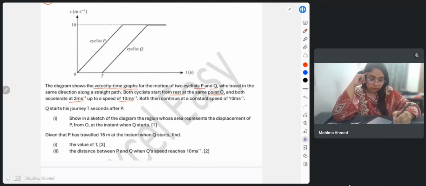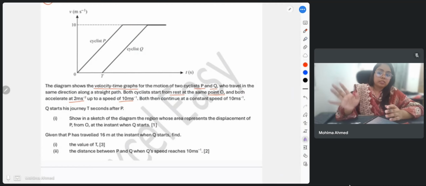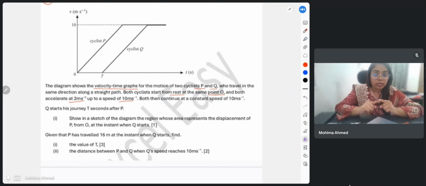Okay. And now it says that both then continue at a constant speed of 10 meters per second. We can clearly see that. And it also says that Q starts his journey T seconds after P. P and Q didn't start from the very start of the journey. P started at exactly t equals 0, and after some time, Q started the journey. Right? We can clearly see that Q started when time is equal to capital T seconds.